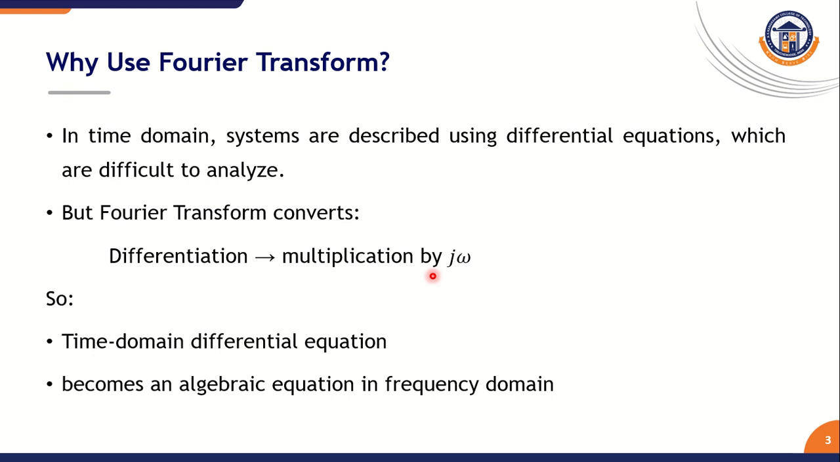Solving a differential equation directly in the time domain can be difficult. So, the Fourier transform simplifies analysis by converting differentiation into multiplication by j omega, and convolution into multiplication. Hence, the Fourier transform is widely used for system analysis and frequency response determination.